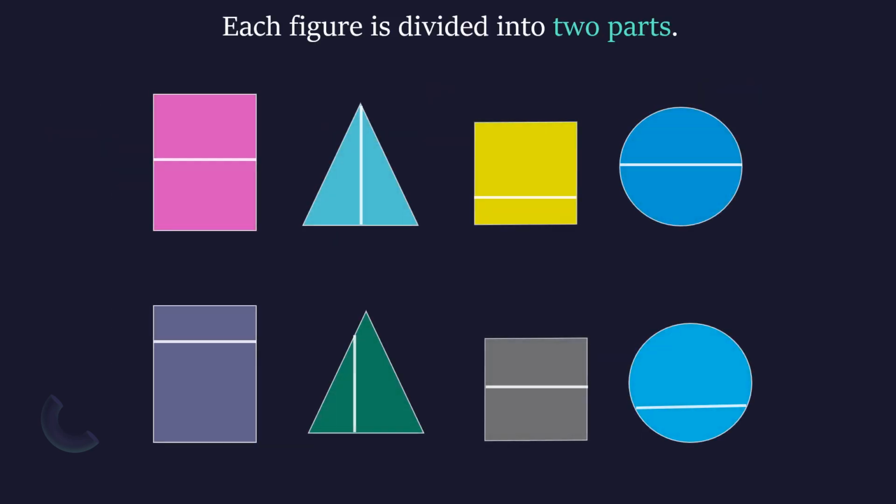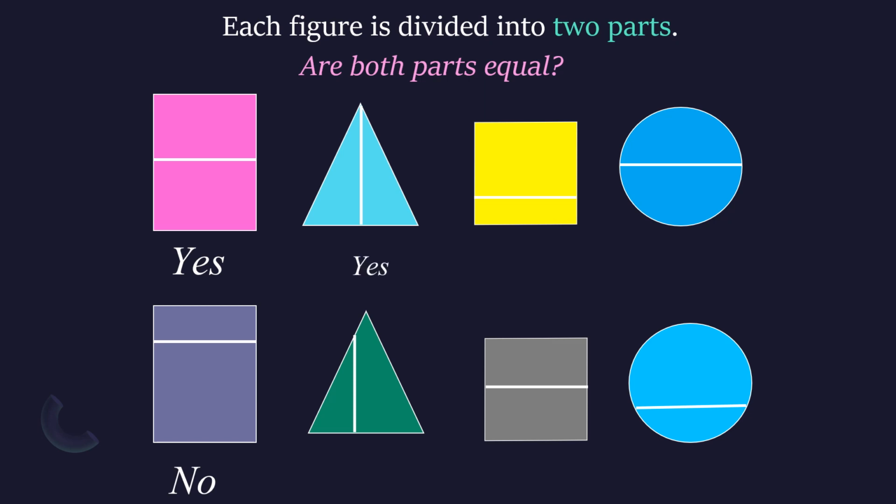Now each figure is divided into two parts. Can you tell me which of the following figures are divided equally? Look at the first picture, pink color. Is it divided equally? Yes. So it is divided into two equal parts. Second one? No. This one? Yes. Green triangle? No. Yellow square? No. This one? Yes. Circle? Yes. The last one?